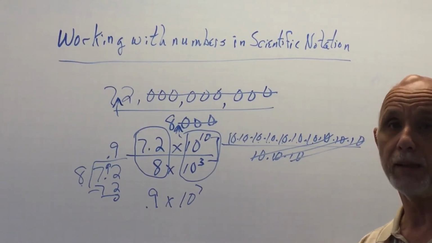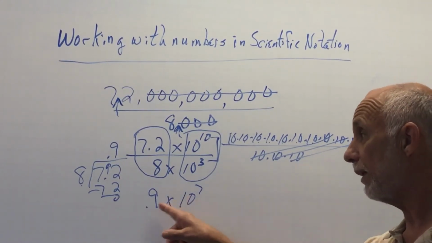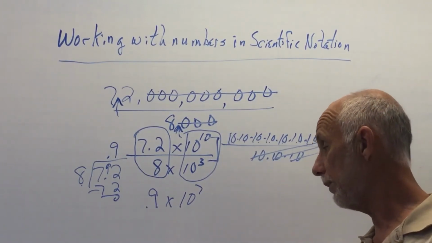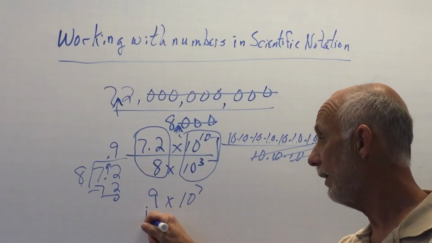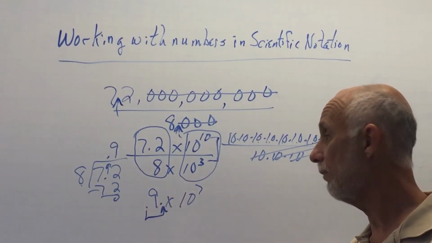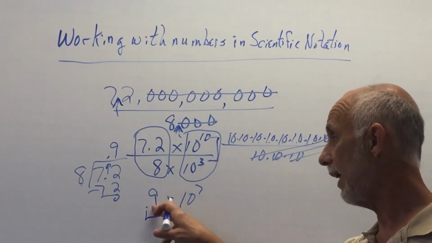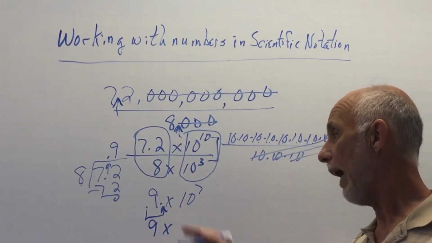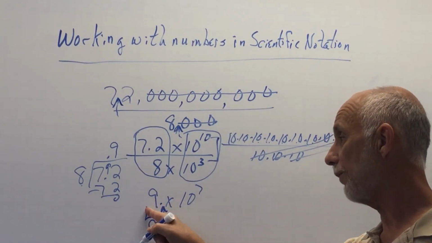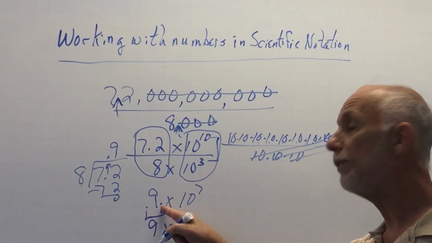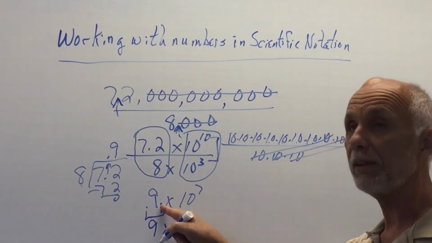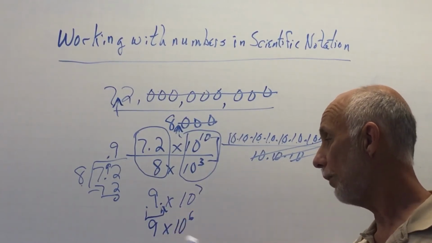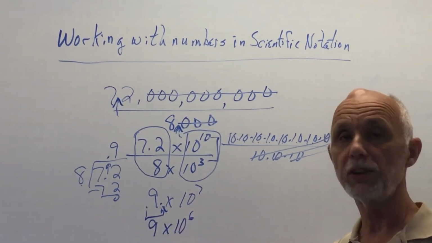But it really isn't my answer in scientific notation because the decimal's in the wrong place. If you want the decimal in the right place, you have to move it behind the first natural number, not in front. So instead of 0.9, I want to make it 9. Now, I moved it 7 places to the right from here, but if I already moved it 1 place right, I don't have to move 7 places right, I only have to move 6 places to the right. So the right answer is 9 times 10 to the 6th.